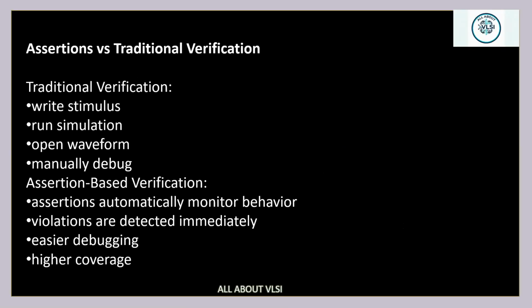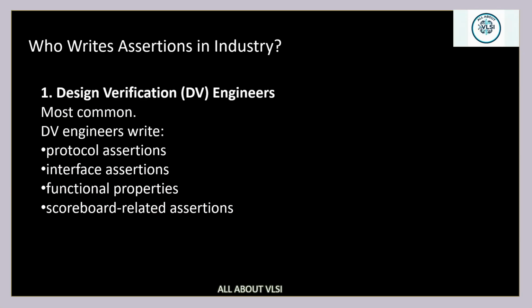Now, the difference between assertions and traditional verification is this. In traditional verification, you need to write the simulation, run it, open the waveform, and manually debug. But in assertion-based verification, assertions automatically monitor the behavior. If a violation is detected, it informs us immediately, so it is much easier to debug, and it leads to higher coverage. This is the difference between assertions and traditional verification.